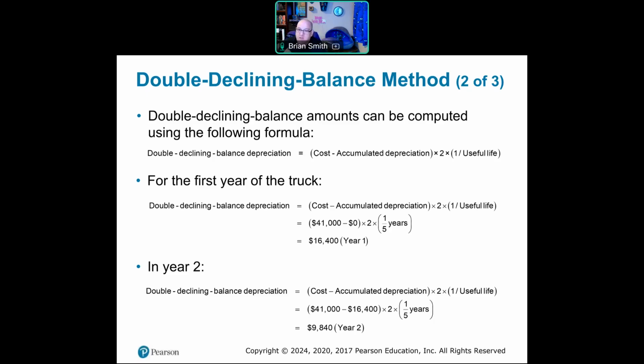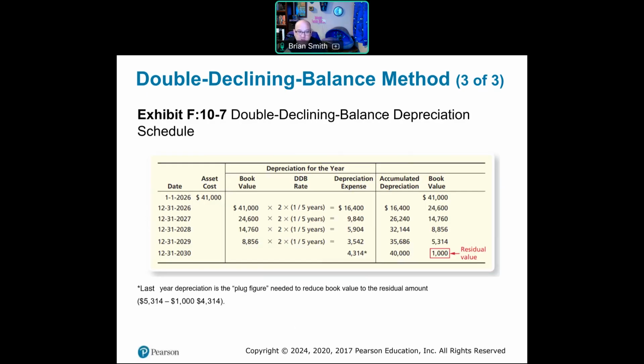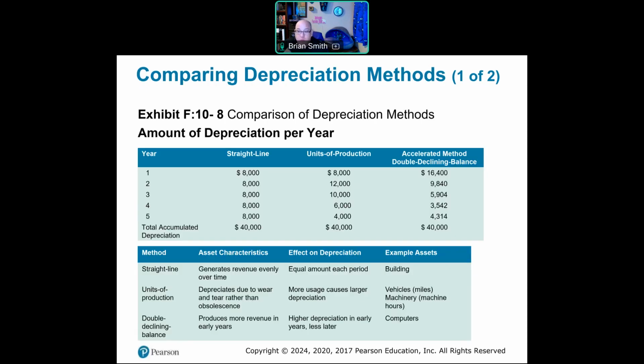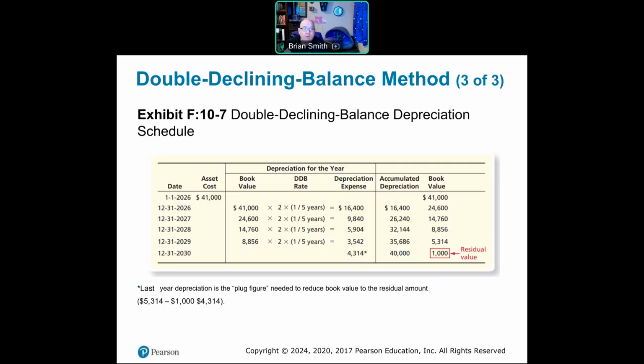Here's the kicker. The last year depreciation is usually a plug figure, just like this says at the bottom. The reason for that is because this method doesn't always come out perfectly and neat like the other two methods. As a result, you've got to watch it. You cannot depreciate it below its salvage value. So you just do the same formula every year and you come up with another 1,000.